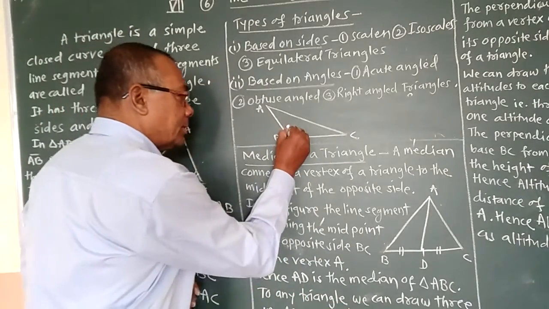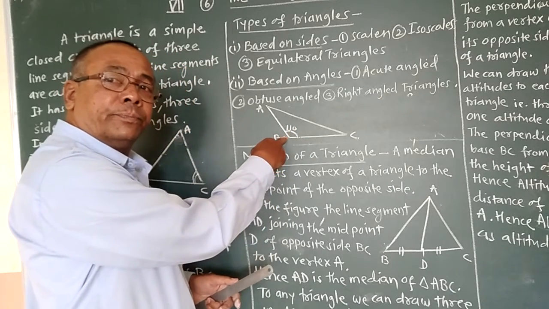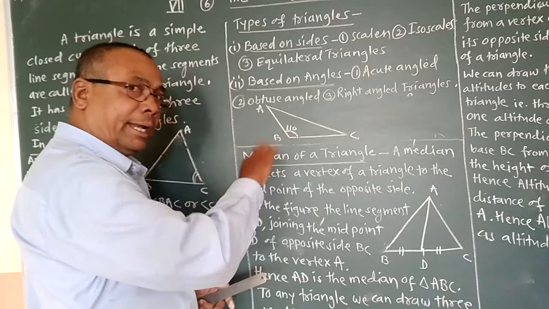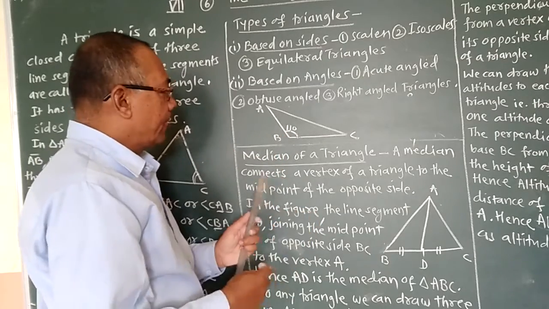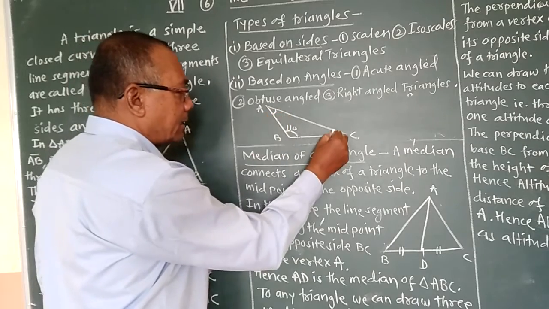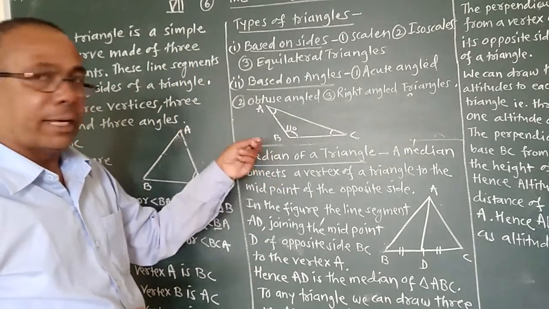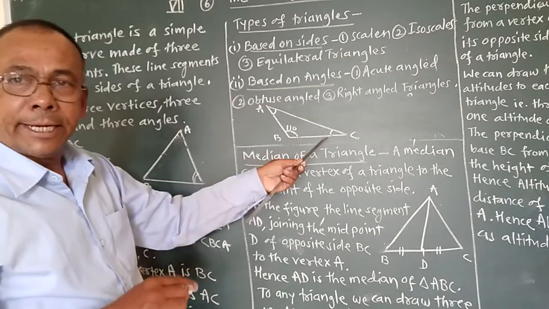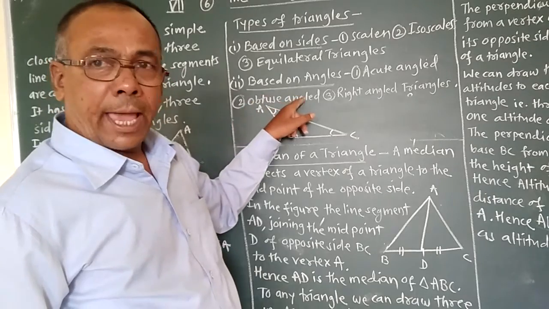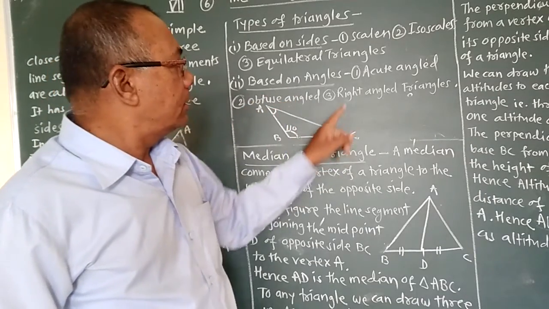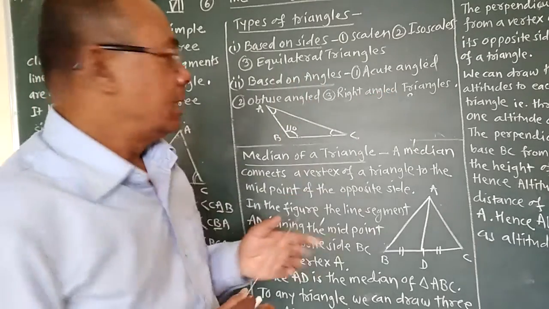For example, this is 110 degrees, which is greater than 90 degrees and less than 180 degrees, and these two angles are acute angles, means less than 90 degrees, and therefore such a triangle is called an obtuse angle triangle. And now there is one more type, that is called right angle triangles.